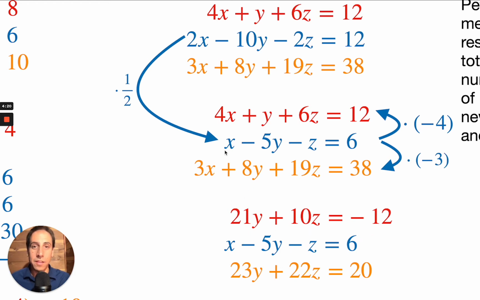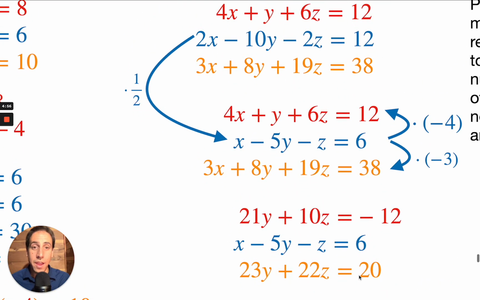And then, let's see, we're multiplying the blue equation by negative 3. So 3 times x times negative 3, plus 3x is nothing. It's 0x. It gets eliminated. Don't have to write it. Negative 5y times negative 3 is positive 15y. Added to 8y, you get 23y. Negative z times negative 3 is positive 3z plus 19z is 22z. 6 times negative 3 is negative 18, plus 38 is positive 20.